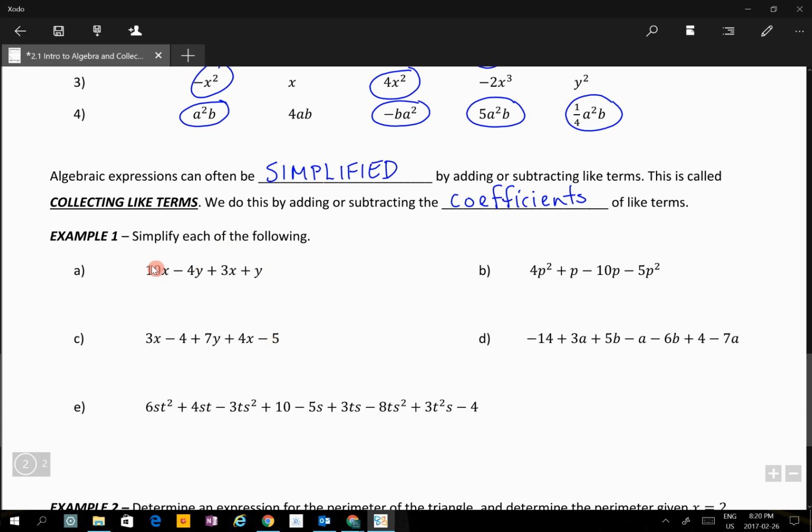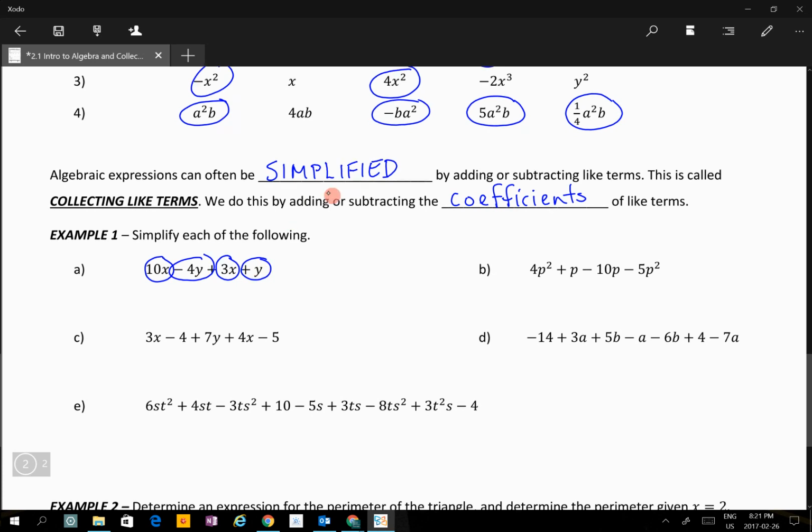So let's look at our like terms. I have a 10x and 3x. These two are like terms. Okay, so I can simplify them by adding or subtracting their coefficients. So if I have a 10x and a 3x, well, I can add their coefficients together because they're both positive, 10 and 3, to give me 13. I also have -4y and plus y. Okay, and I can also add their coefficients because these are like terms with the same variable.